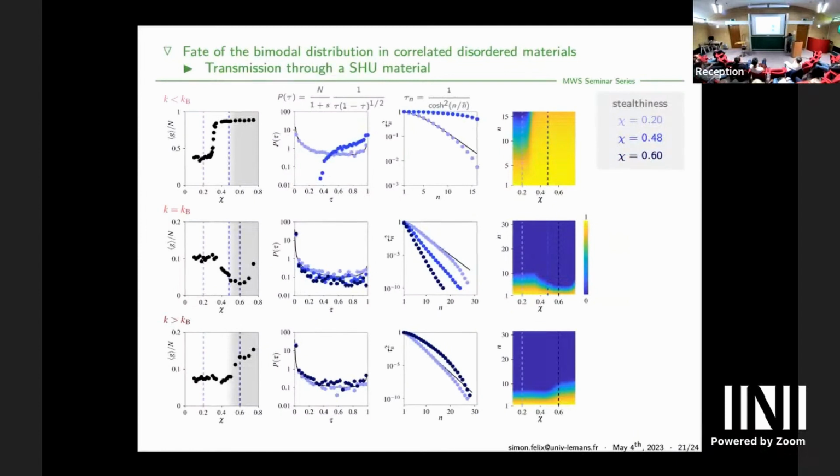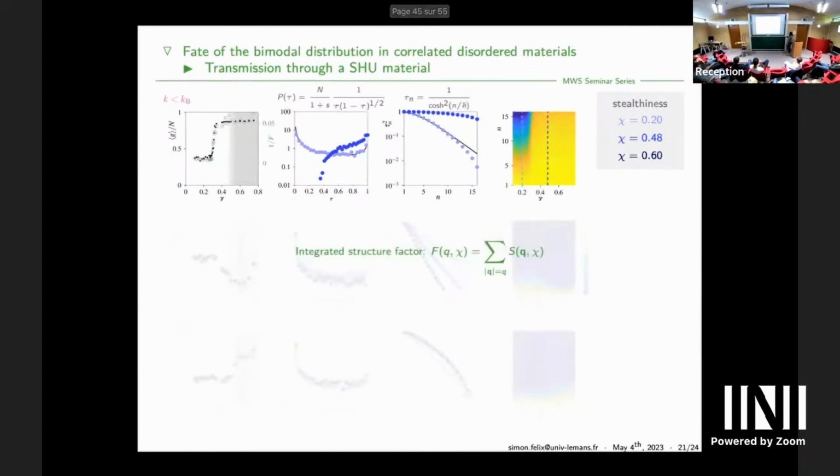But what is important here is that the transition is very abrupt. Abruptly, at some threshold value, which is close to 0.3, we go from diffusive to transparent. And what is interesting also is that we could compare this to a simple calculation which consists in integrating the structure factor, meaning that I integrate over all the possible directions. I take the structure factor and I rotate over all the possible directions for a given value of the modulus Q, and this gives me an integrated structure factor.